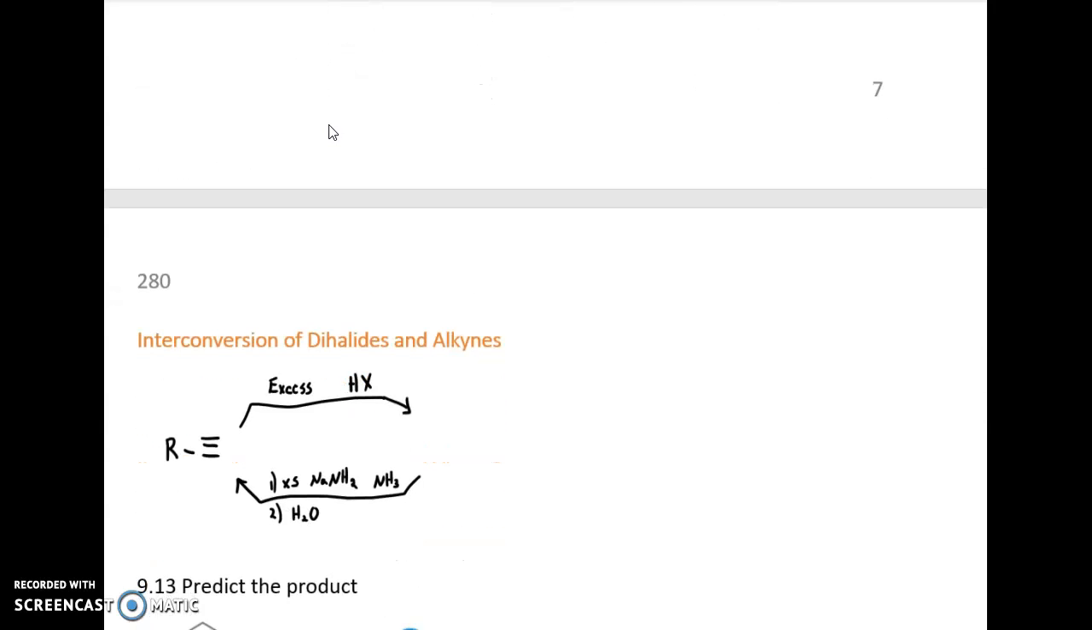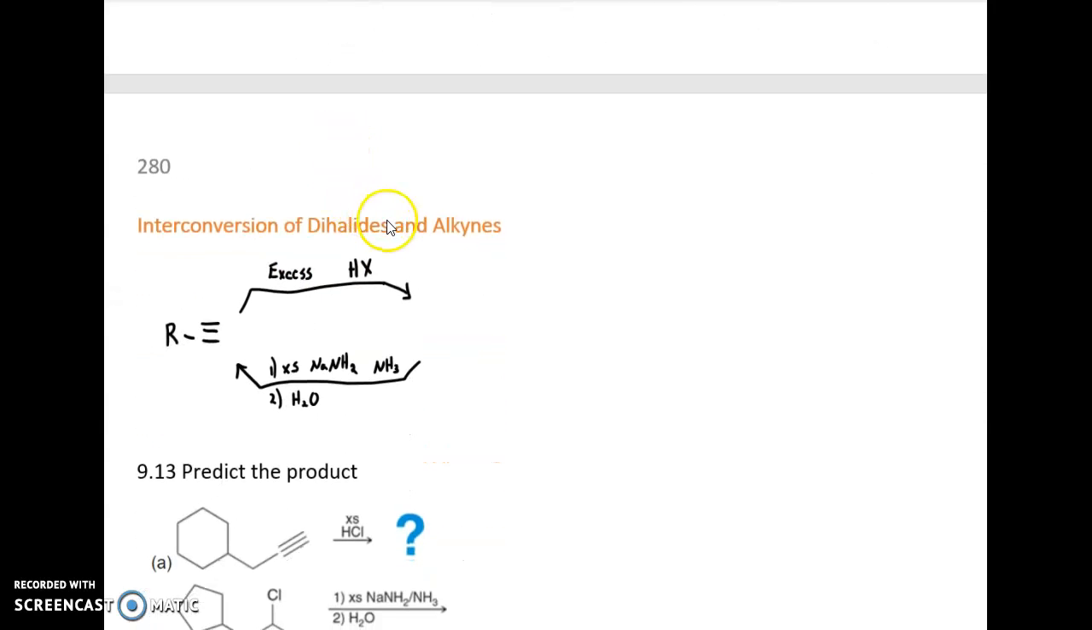We can interconvert dihalides and alkynes. If we have an excess of our hydrogen halide, we end up with this. And then we can reduce this back with sodium amide and water. So let's predict some products.